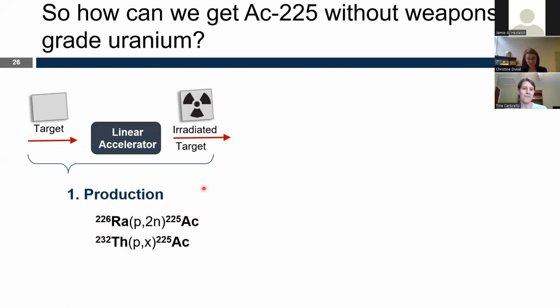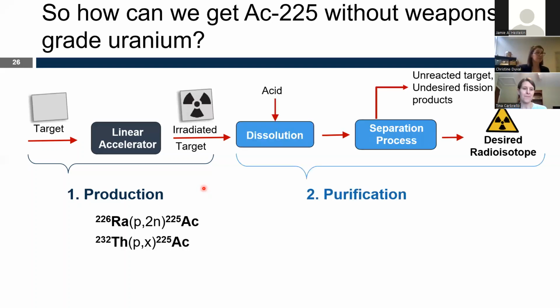So what comes out of your linear accelerator then is your irradiated target, which has your unreacted target material, a very small mass of your desired product, and a lot of undesired byproducts that are just a result of the fission reactions. So it becomes a purification game. At the end of the day, we want to isolate our desired radioisotope, so that it can be attached to one of those drugs and injected into our patient.